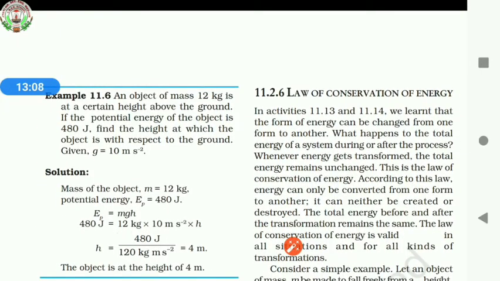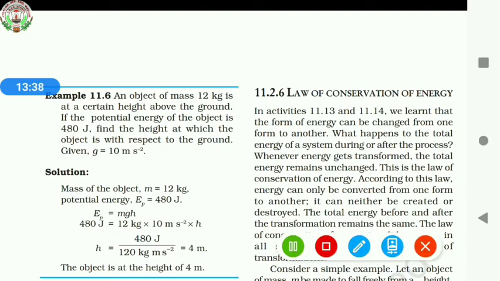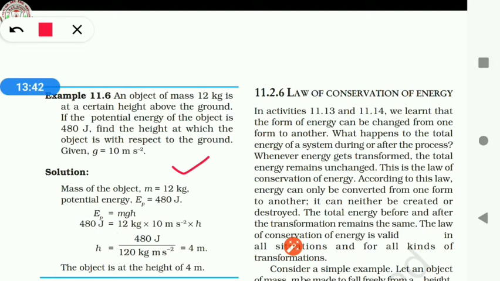Let us solve another question. Example number 6. An object of mass 12 kg is at a certain height above the ground. If the potential energy of the object is 480 joules, find the height at which the object is with respect to the ground. Given g is equal to 10 meter per second square. So in this question, mass of the object is given as 12 kilogram and potential energy is given as 480 joules. You have to find the height at which the object is with respect to the ground. H you have to calculate.